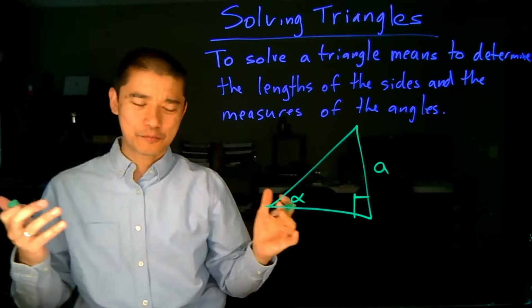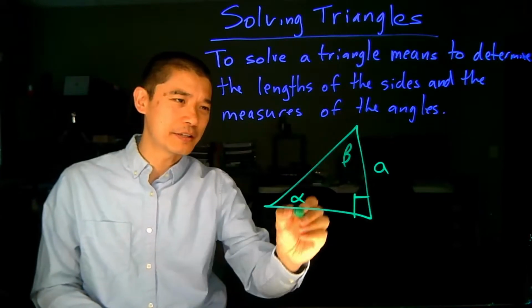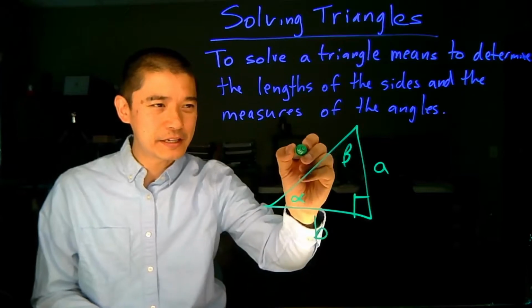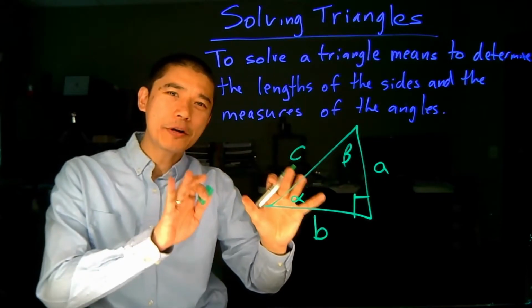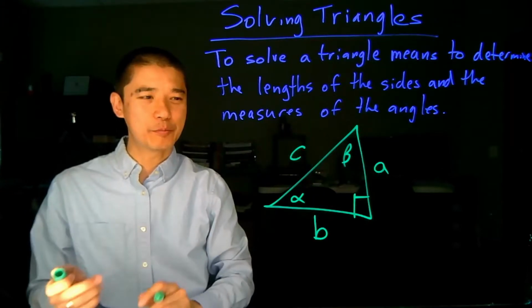Now for convenience, we tend to use a notation that helps us organize our information. So A is across from the angle alpha, B across from the angle beta, and C for the hypotenuse. It's not always like this, but being consistent with your labeling will help you avoid mistakes.